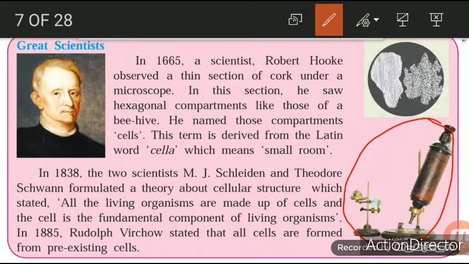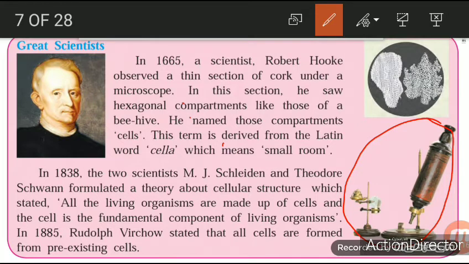In 1885, Rudolf Virchow stated that all cells are formed from pre-existing cells. So if one cell exists, that cell must have formed from a previous cell of the same kind, meaning the formation of a new cell. For example, take a rose flower. Whatever cells this rose flower has, it is formed from the same type of cells, originating from the same type of cells.